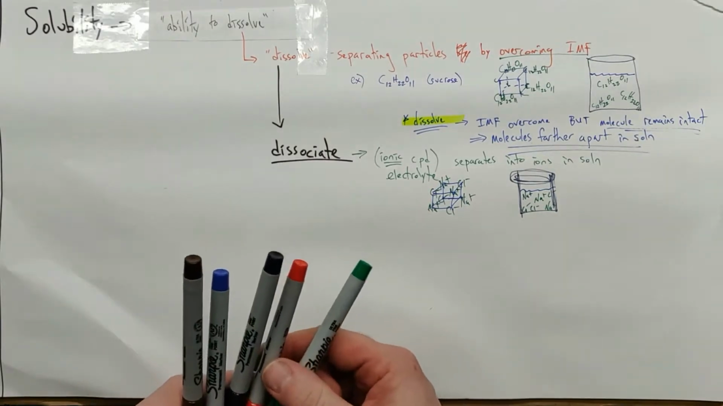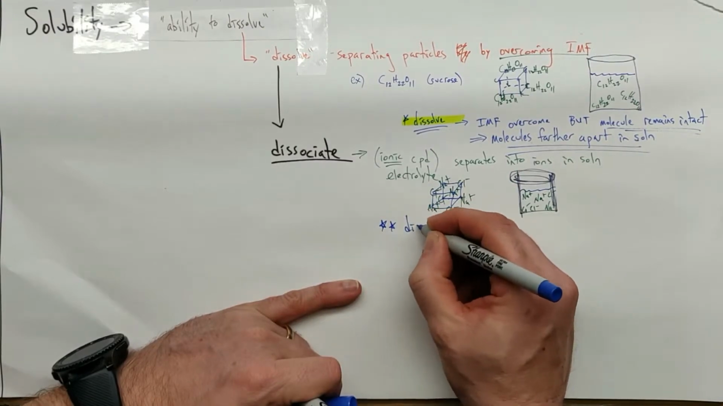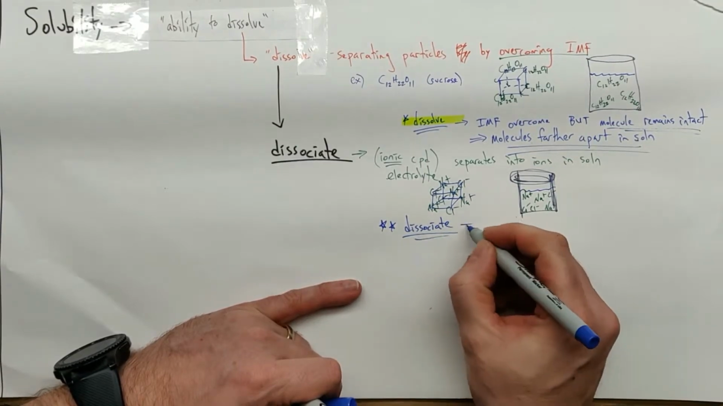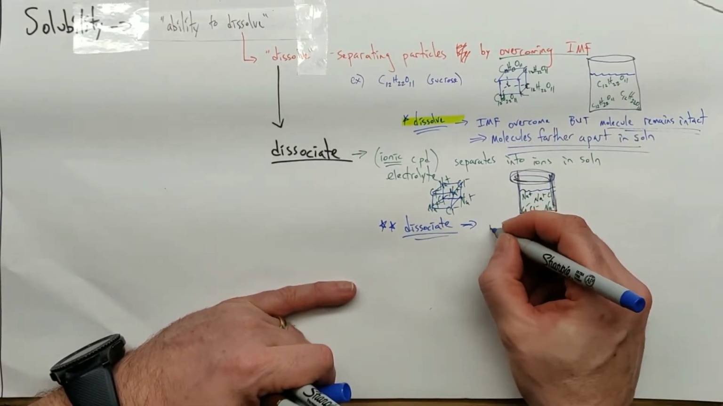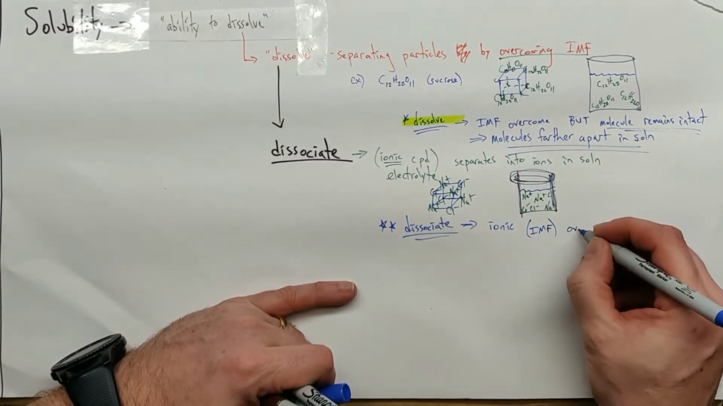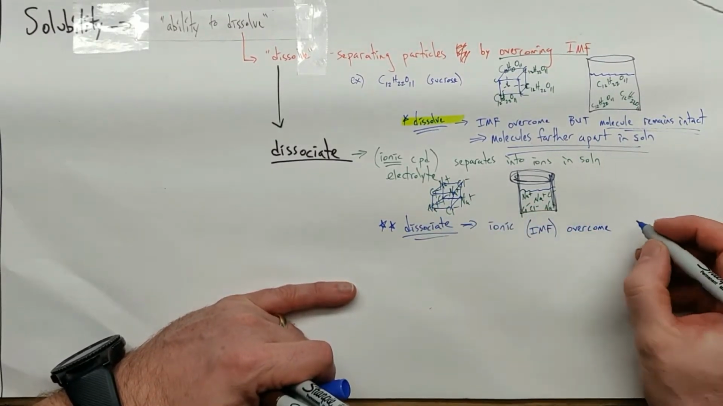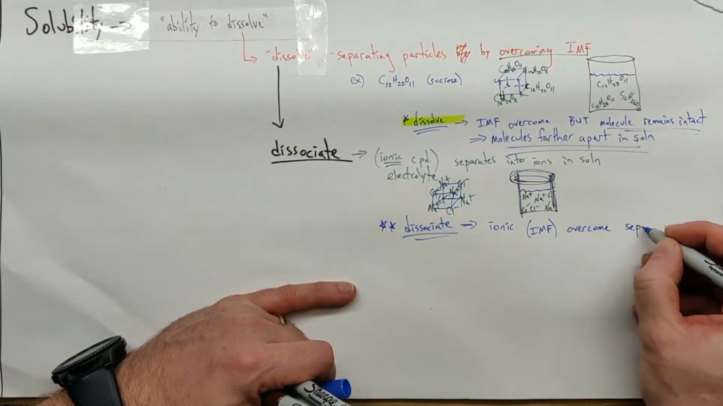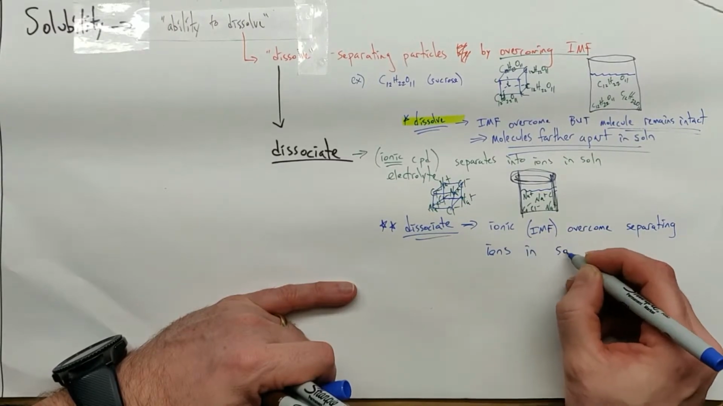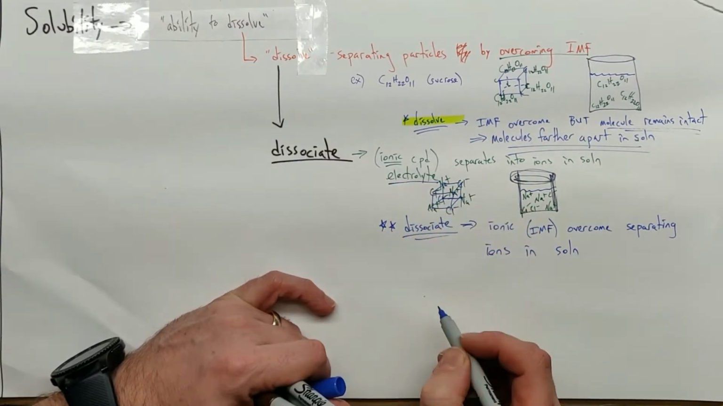So when we're talking about something dissociating, we're talking about ionic intermolecular forces being overcome. And what that results in is separating ions in solution. And when these ions can be separated, when we can dissociate an ionic compound, we call that an electrolyte.